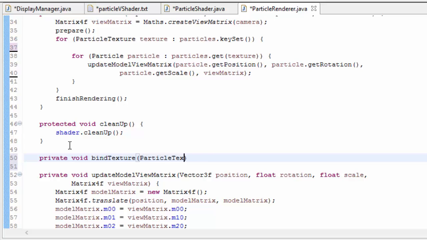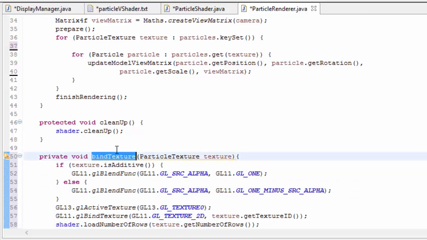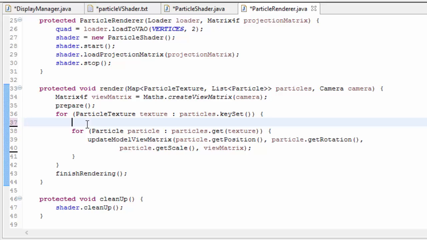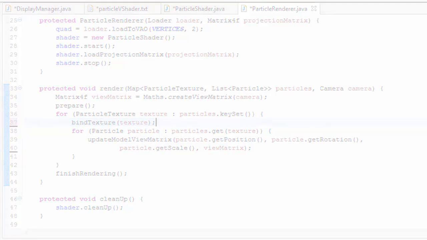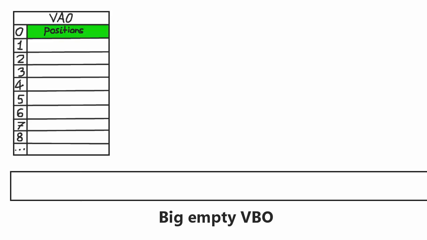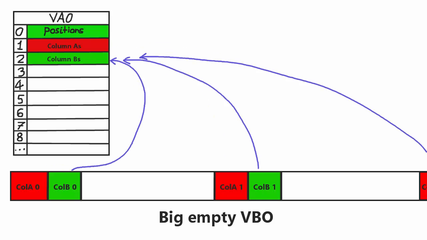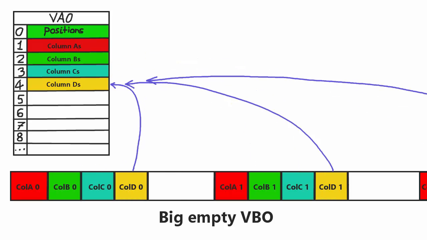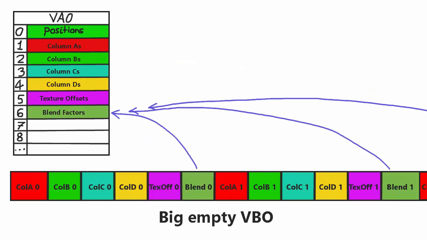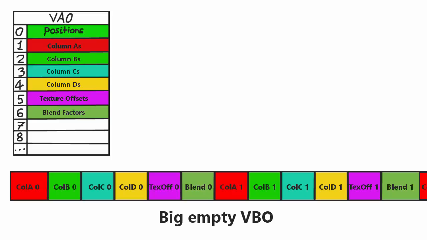So create a bind texture method which takes in the texture that we want to bind, and then you can paste the code back in there, and we're going to call the bind texture method up here in that first for loop. So that's pretty much all the setup stuff done, so we can now move on to actually implementing instanced rendering. And the first thing we're going to do is to create a big empty VBO, which is where we're going to store all the instance data for the particles, and then we're going to set it up so that the relevant attribute lists in the particles VAO get their data from the relevant parts of the new VBO.